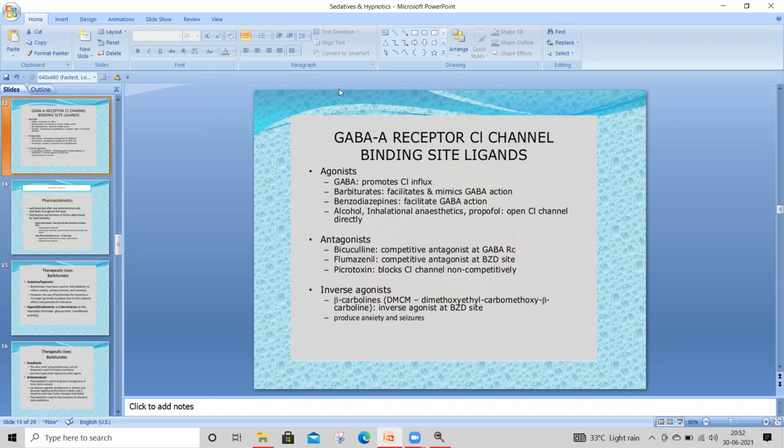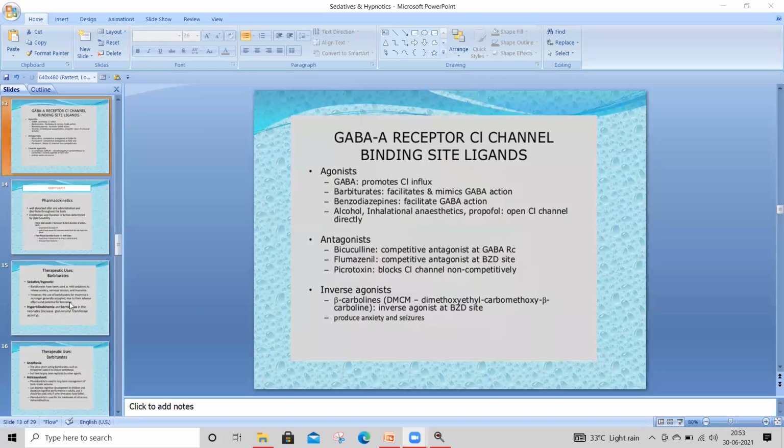Here, one thing is important: antagonism. You have to remember these three drugs: bicuculline, flumazenil, picrotoxin. Bicuculline antagonizes the GABA receptor competitively. Remember this term, GABA receptor. Flumazenil is the competitive antagonist of benzodiazepine. Remember this. And picrotoxin blocks chloride channels non-competitively. These three are important. In most MCQs, you will get questions from this.